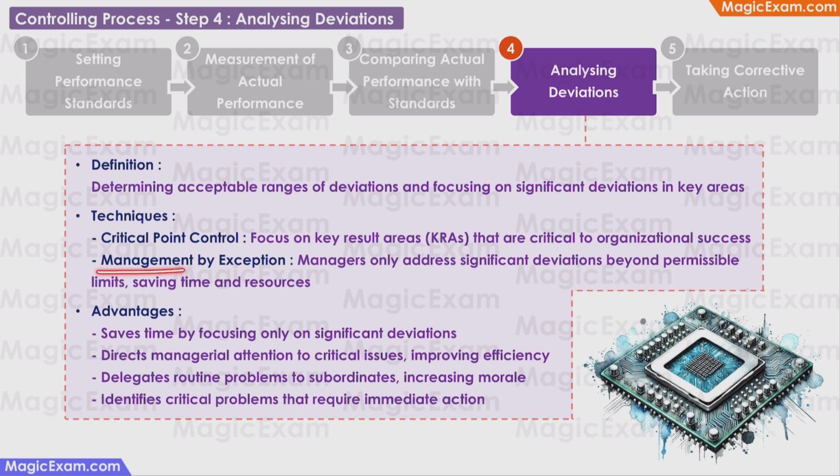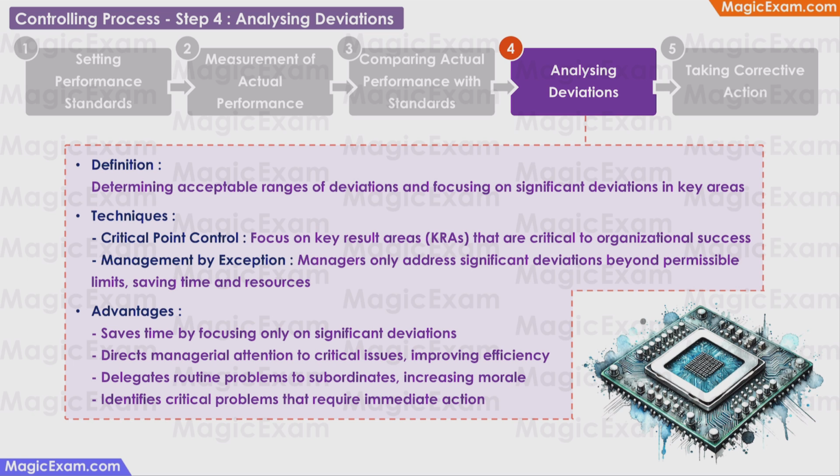The second point is management by exception, which I have previously explained. This technique simply says that you should have some acceptable deviation rates and do a thorough analysis if there is a deviation over or above the acceptable rate. If the deviations are within the acceptable range, then they are treated as low priority issues.